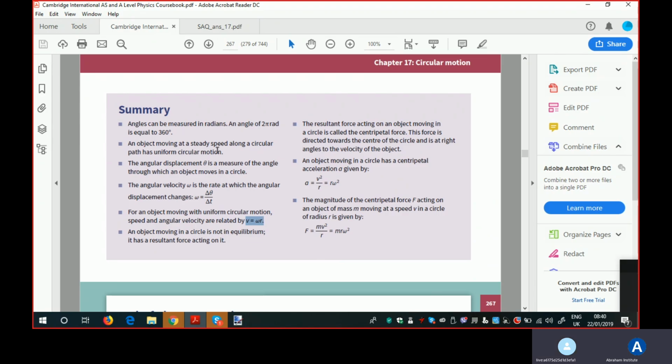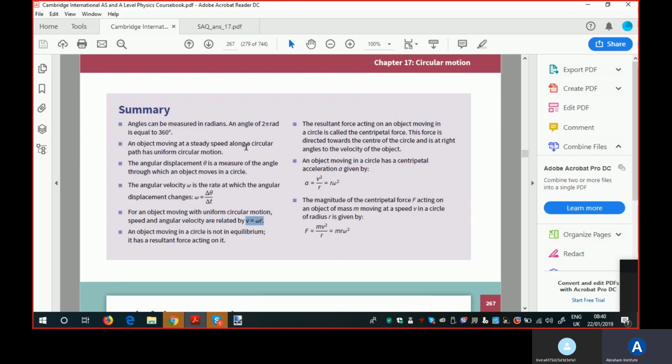First, you should know how to convert from radians to degrees and degrees to radians, and the definition of radian: theta equals s over r. Arc length divided by the radius will give you the angle in radians. You can remember that pi radians is equal to 180 degrees.